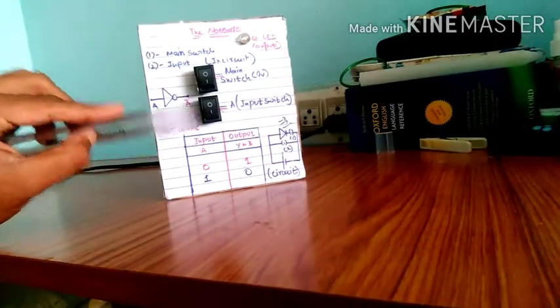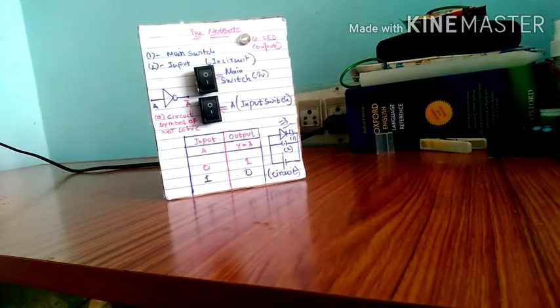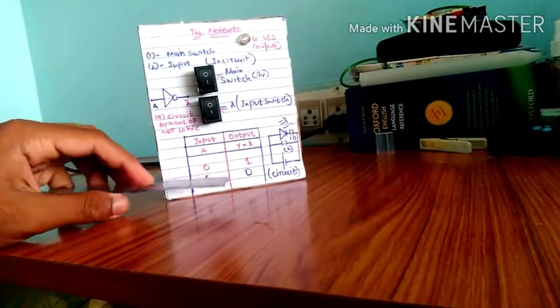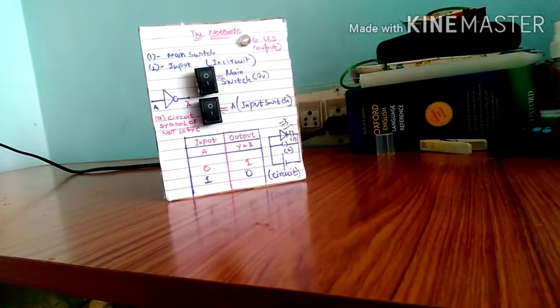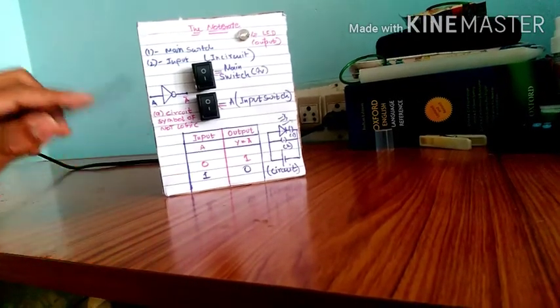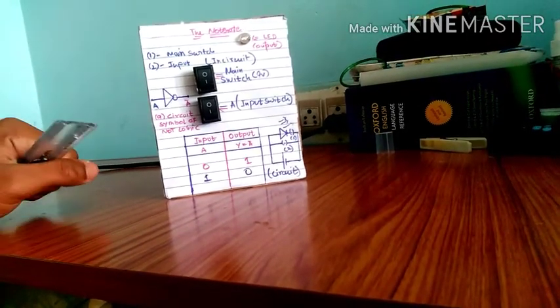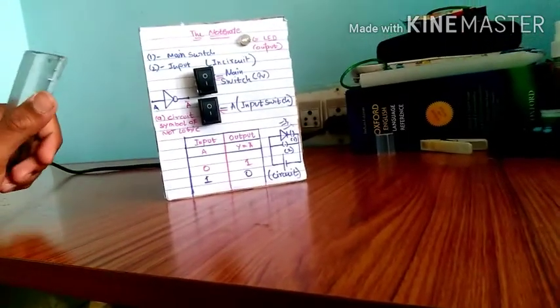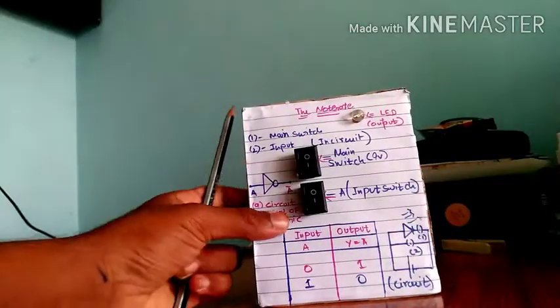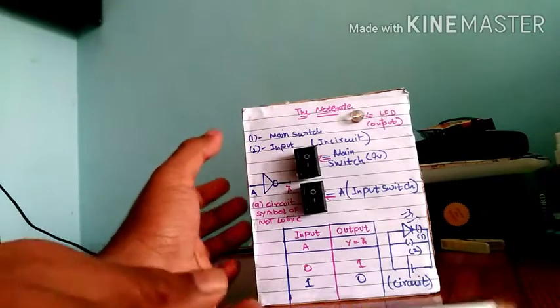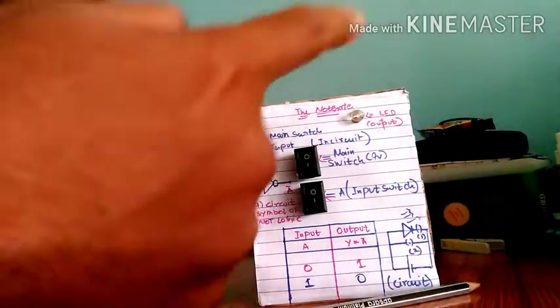Thus when the input switch is off, the LED is going to light up, and when the input switch is on, the LED is going to light off. So this is the basic function of the NOT gate circuit. So let us test how this basically works. So guys, let us close the main switch, thus allowing the current to pass through this LED.